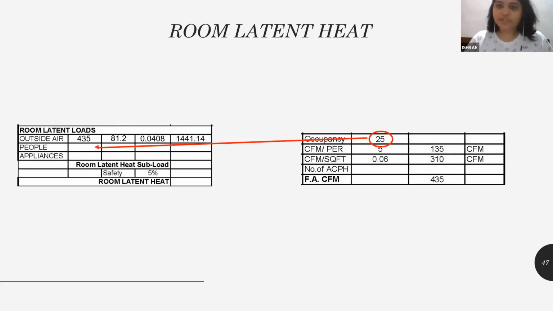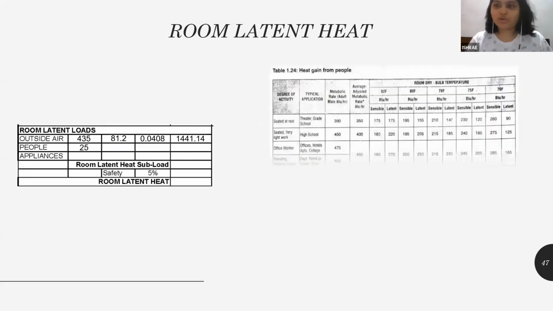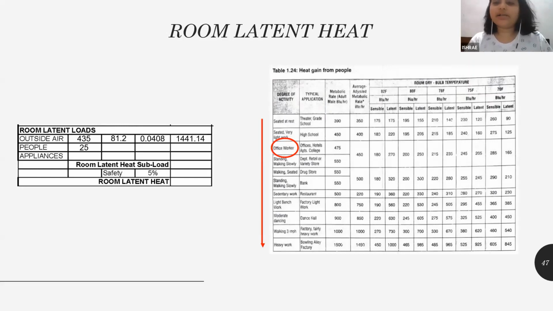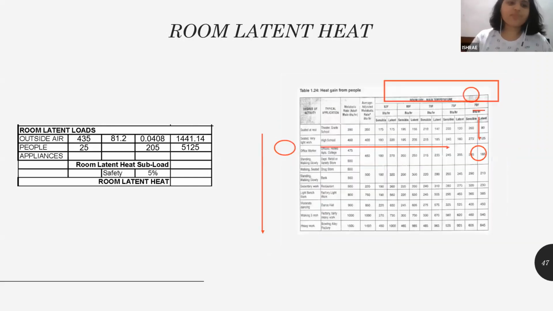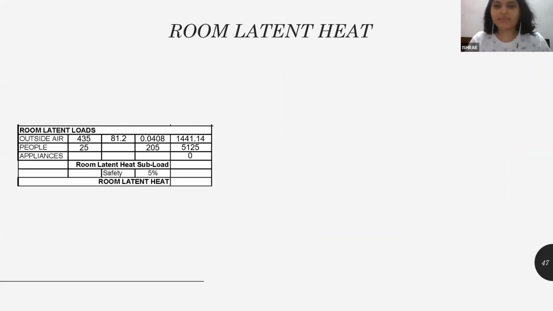Then let us talk about people. Total people 25. Now 25 people will have some latent heat. So like we had done for sensible heat in the office worker space, similarly in the 75-degree Fahrenheit part, you will get the latent heat as well. That is 205. So I'm going to multiply my 25 with 205 and you get the total latent heat load of the number of people sitting in your office. Okay. Then appliances, again, like I said, I didn't consider any kind of appliances in my space.